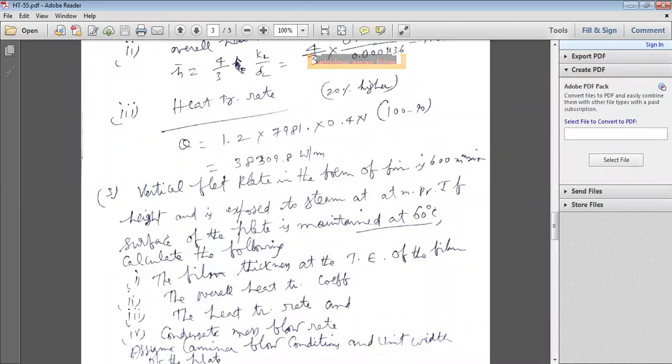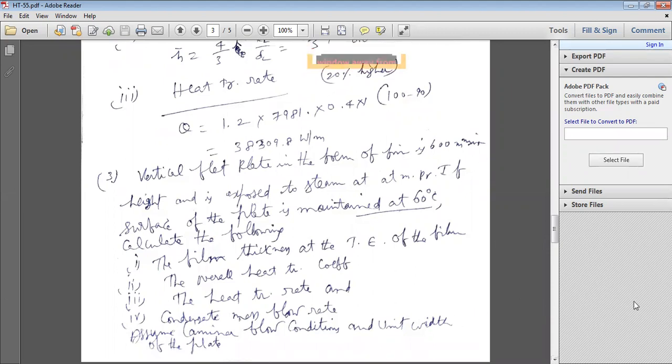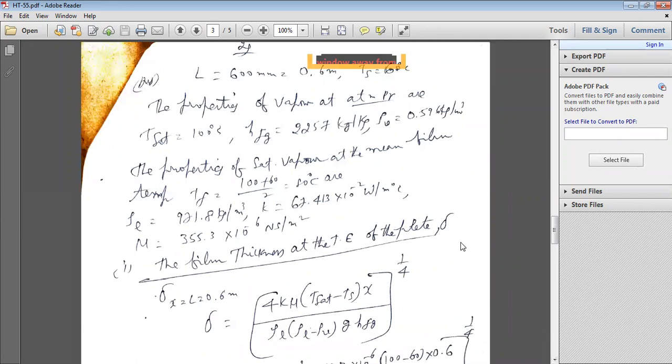Assume laminar flow conditions and unit width of the plate. Width of the plate is 1 meter. Here, the length or height of the plate is given as 600 mm, 0.6 meters. Surface temperature: what is the surface temperature given? 60 degrees centigrade, Ts.